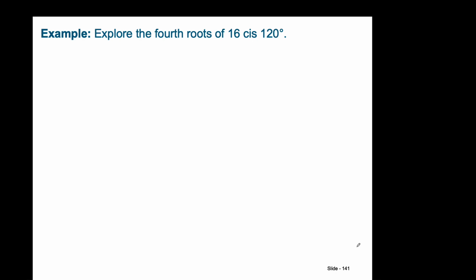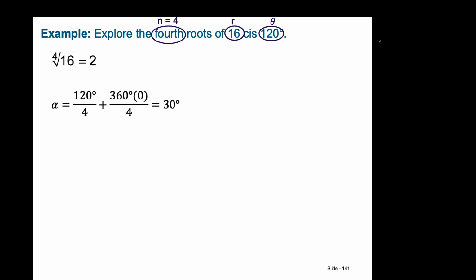Example, find the fourth roots of 16 cis 120. All right, I want you to pause the video and try that now. Welcome back, grade your own. If you wrote down that n equals 4, nice job, r equals 16, and theta equals 120 degrees, good start. From there, we take the fourth root of r, which is 2. Next, we take theta divided by n plus 360 divided by n, starting with k equals 0. That gets us alpha equals 30 degrees.